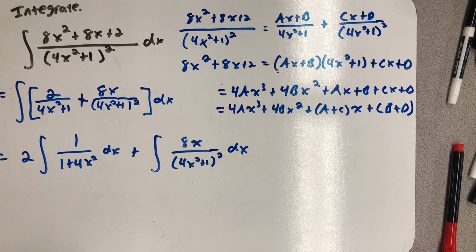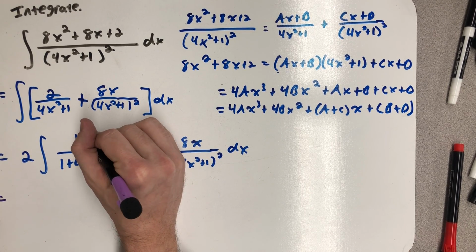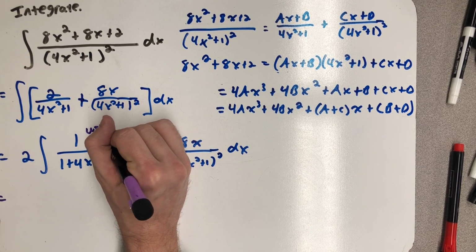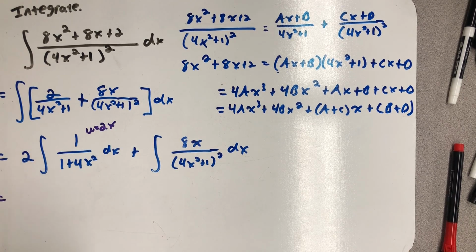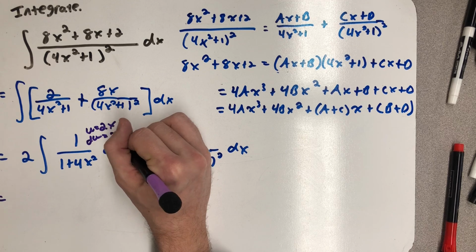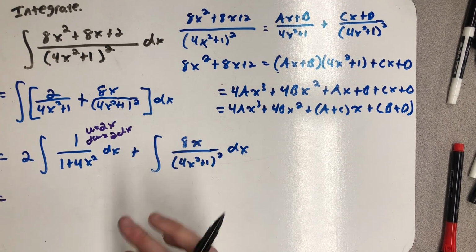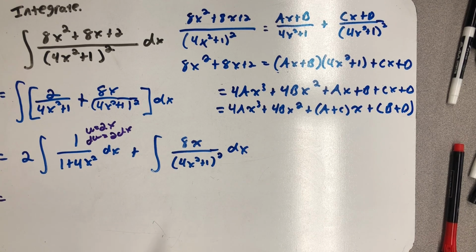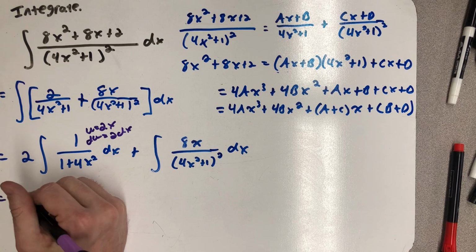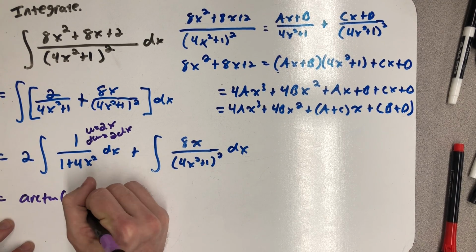This one I recognize as being in the format of an inverse tangent problem. In my head, I'm really thinking about a substitution where u is equal to 2x, and that would make du equal to 2dx. And so that would just be 1 over 1 plus u squared du, right? These 2's will cancel when I do everything, and I'll just end up with the arctangent of 2x.